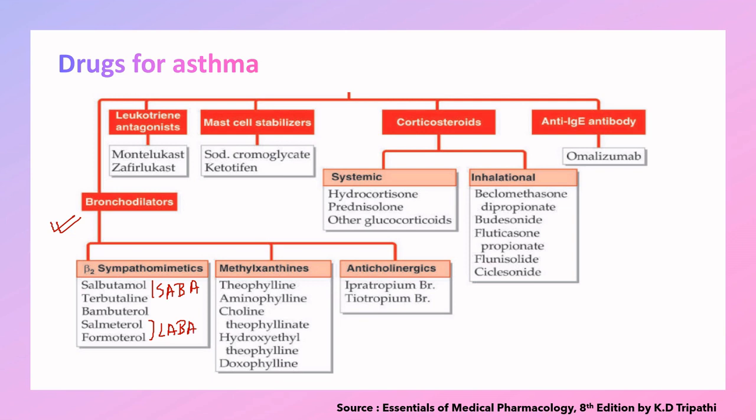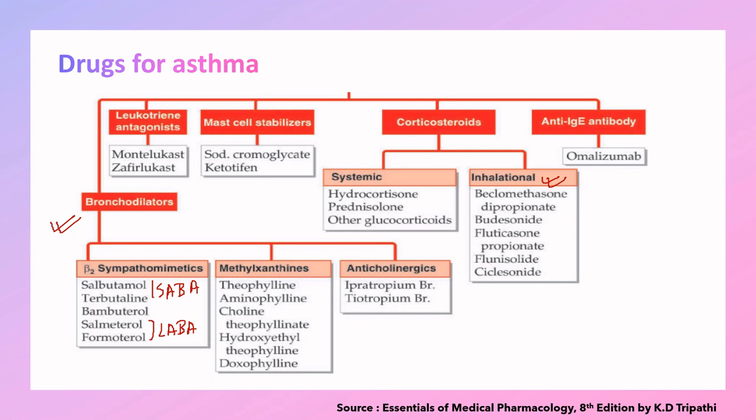You also have methylxanthines: theophylline, aminophylline, hydroxyethyl theophylline, and anticholinergics such as ipratropium and tiotropium bromide. Besides these three bronchodilators, other drugs that are used for bronchial asthma are the leukotriene antagonists, montelukast, zafirlukast, mast cell stabilizers such as sodium cromoglycate, ketotifen, and corticosteroids, which are given in both the systemic as well as the inhalational form. We mostly prefer the inhalational form.